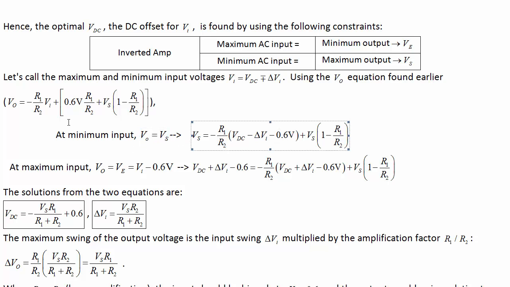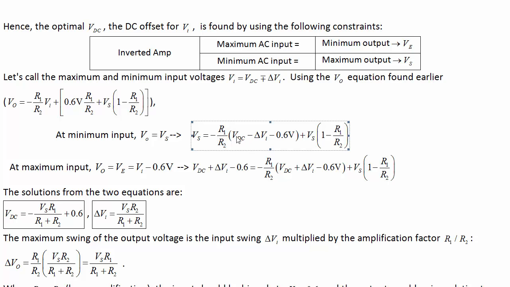Now let's say that we're applying an input signal of VDC, where VDC is the optimal DC voltage, and it's going to be offset by a delta VI. Delta VI is the amplitude of the AC signal. So this is our input range from the center point to the edges of the range. The maximum input would be VDC plus delta VI, and the minimum input would be VDC minus delta VI.